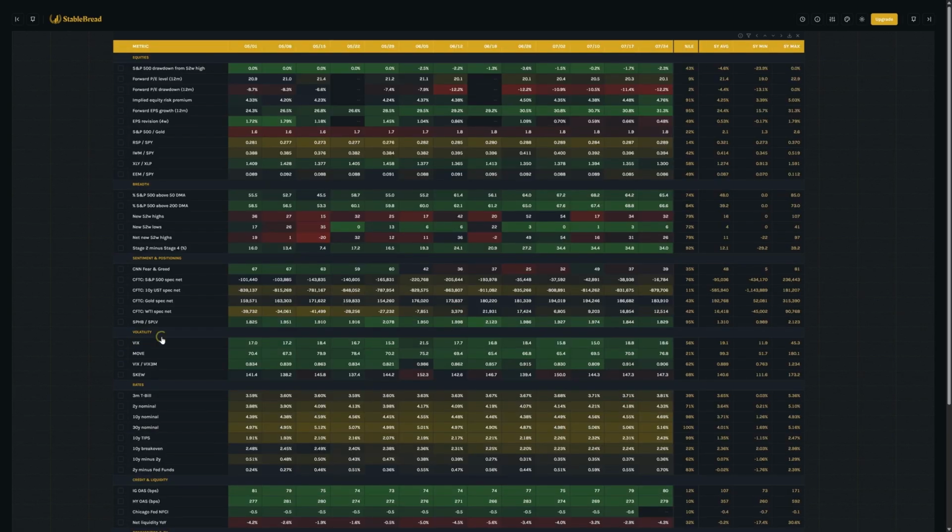Now let's move on to the volatility category, and these 4 come from the options market, which is where people pay real money to protect themselves. So that makes them a good measure of how nervous the market actually is, rather than how nervous it says it is.